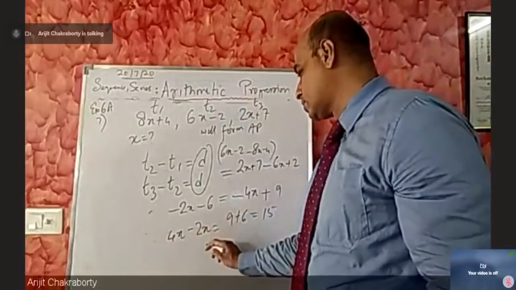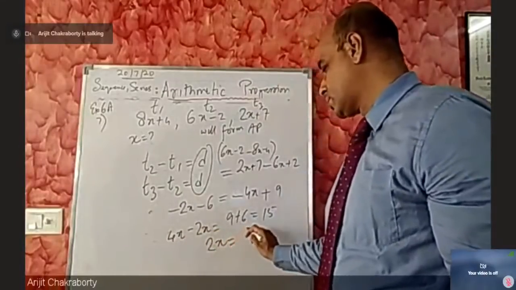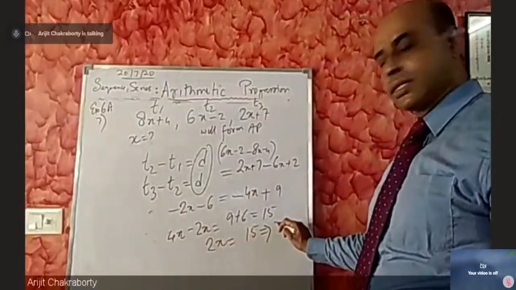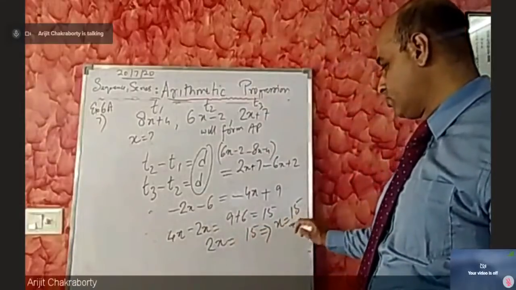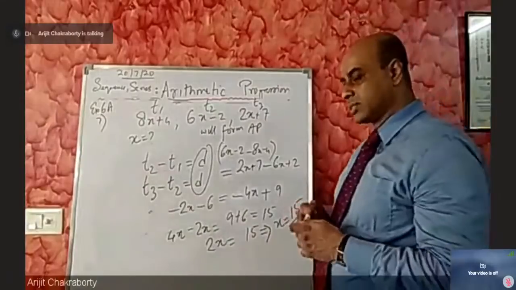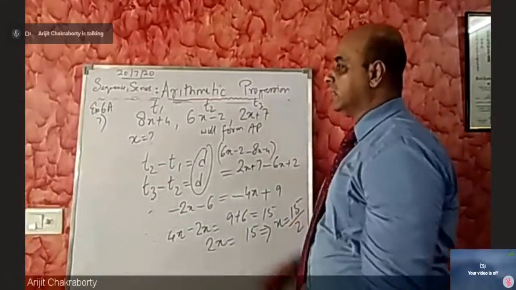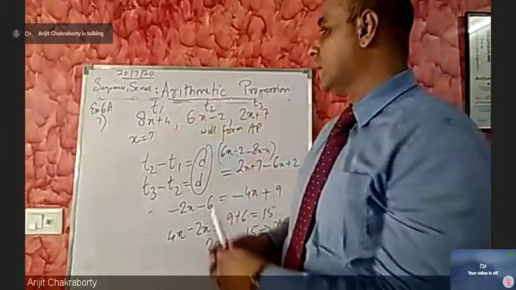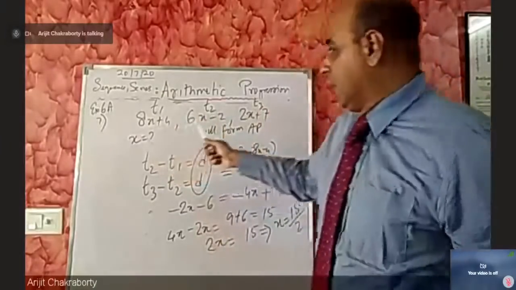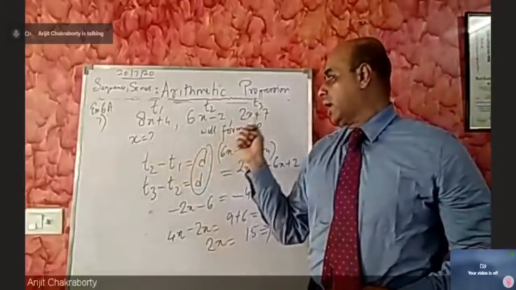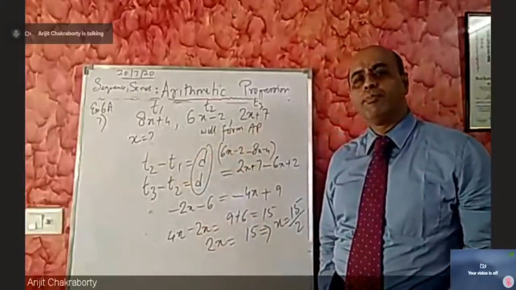4x minus 2x is 2x, so 2x is 15, which means x is equal to 15 by 2. So the answer is, for x equal to 15 by 2, these three terms, 8x plus 4, 6x minus 2 and 2x plus 7 will be in AP.